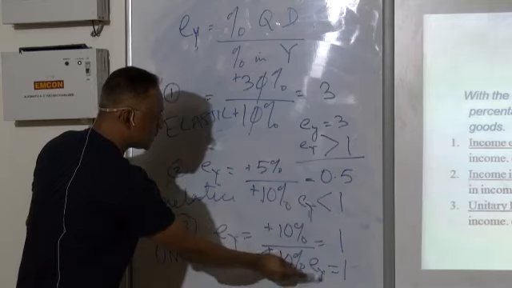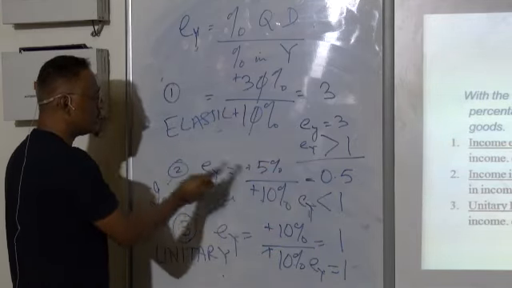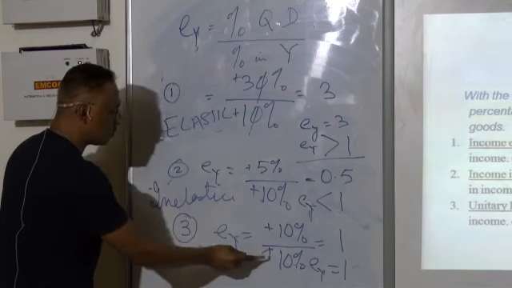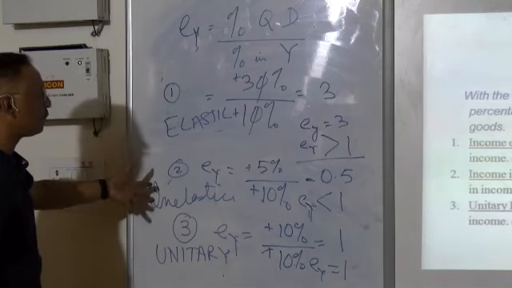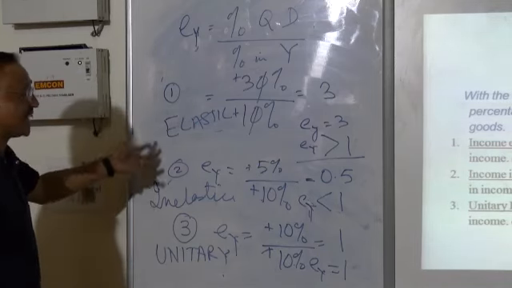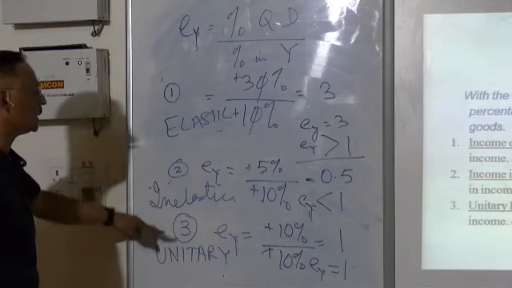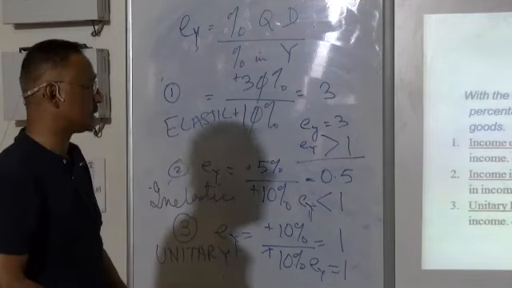You will get answers. Here it is greater than 1, elastic. Here it is less than 1, inelastic. Here it is equal to 1, unitary. So these are the three different types of positive income elasticity, where we say first is elastic, second is inelastic, and the third is unitary. This is known as positive income elasticity.